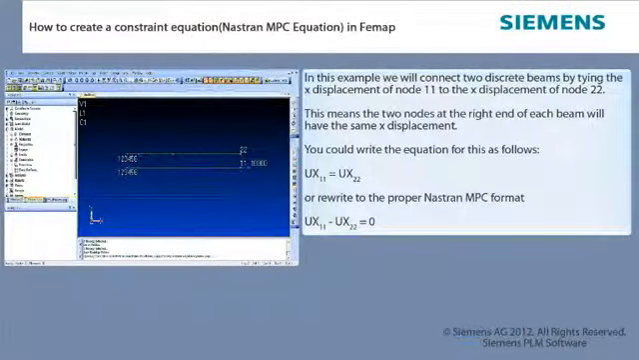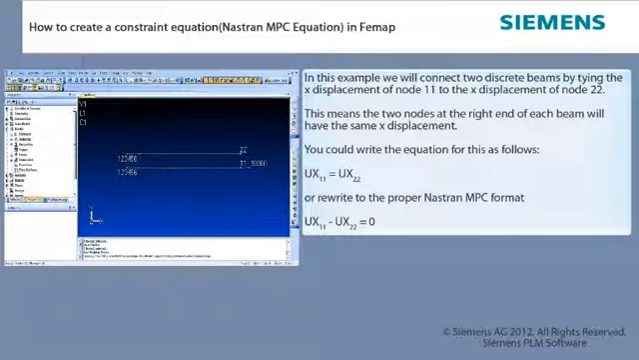In this example, we will connect two discrete beams by tying the x displacement of node 11 to the x displacement of node 22. This means the two nodes at the right end of the beams will have the same x displacement. For clarity, the beams are shown as non-coincident. To avoid modeling errors, only connect coincident nodes with user-written constraint equations.